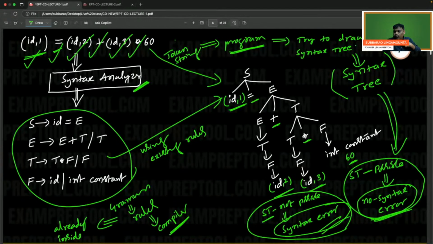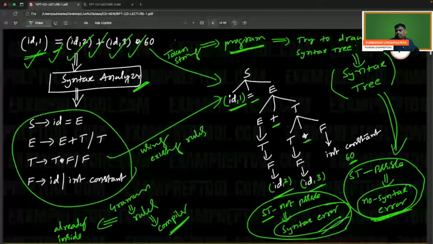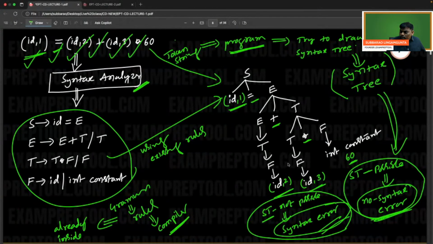So I wrote one C program with the existing C rules. Whether the tree is possible or not is to be verified. I will try to draw the tree. Tree possible, no syntax error. Tree not possible, syntax error. Remember, if anyone has even a small doubt, see this one.